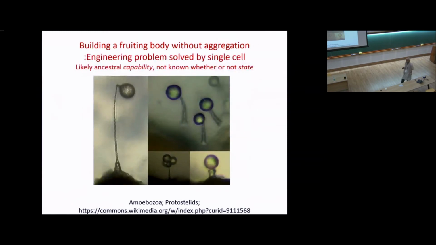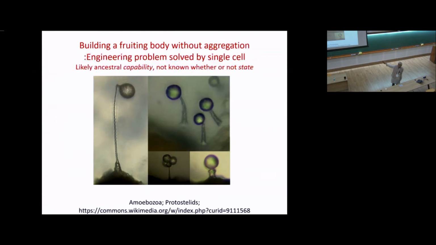This is extremely interesting. This is an amoebozoid called Protostelium, which is a single cell, a single amoeba, and it forms this supposedly multicellular structure. Obviously, it's not a multicellular structure, but it builds a fruiting body, which means it secretes a stalk and uses negative pressure to climb up to the top of the stalk where it forms a spore. So what I called this engineering problem earlier of building the fruiting body is already present in a unicellular organism.